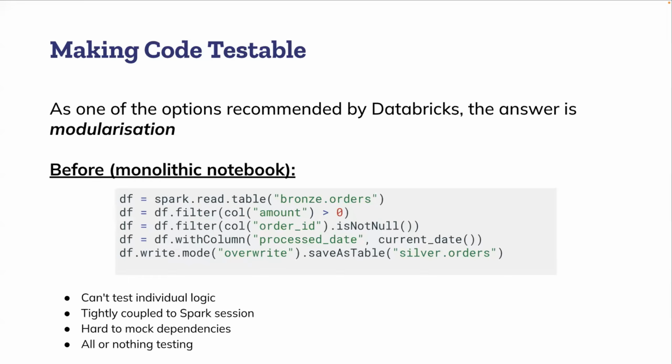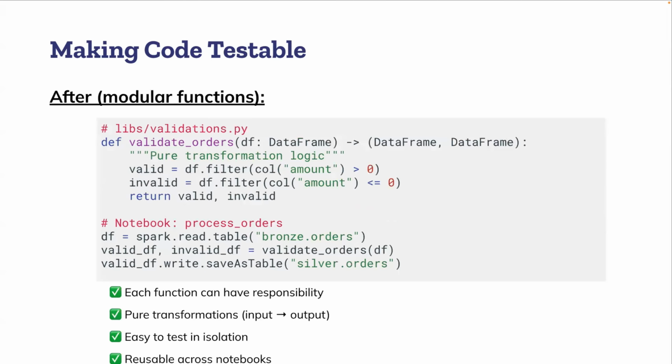You can't test individual logic. You're also tightly coupled to the Spark session. A Spark session is basically your context, your interface to Spark, right? And Databricks has its own Spark session natively that it provides you. If we would like to test our code outside, we should be able to use our own Spark session. So it's hard to mock dependencies. It's not very nice. You have a monolithic notebook, basically. You can have multiple of these doing all sorts of transforms, reading tables, filtering, and whatnot.